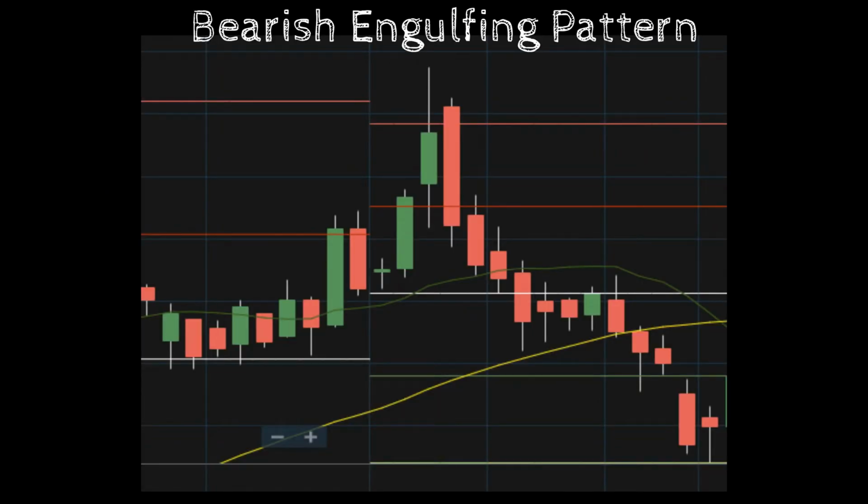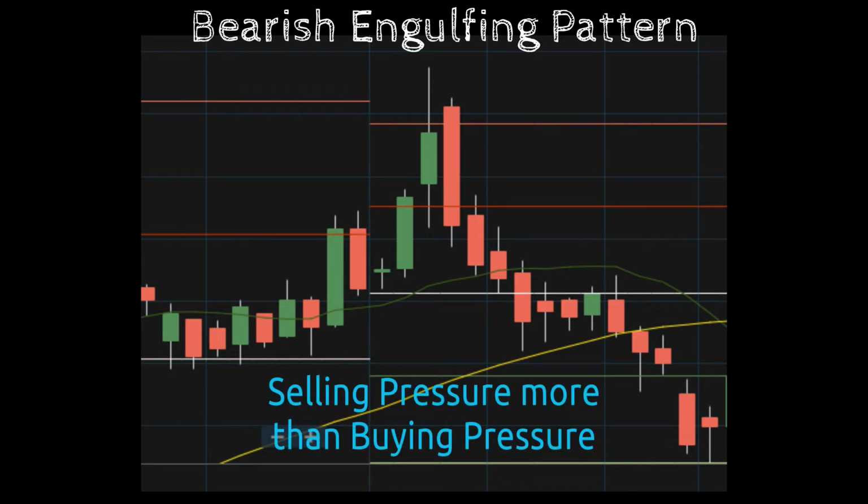Similarly, the bearish engulfing pattern occurs during an uptrend. In this, a red real body engulfs the previous period's green real body. This indicates that sellers are more dominant than buyers.